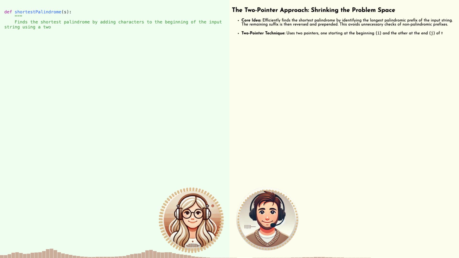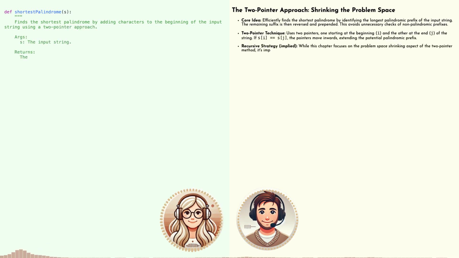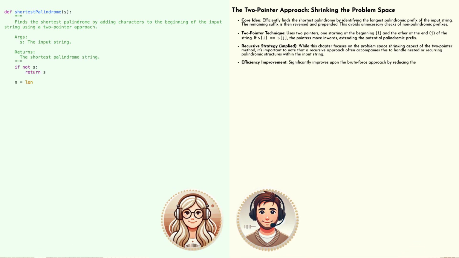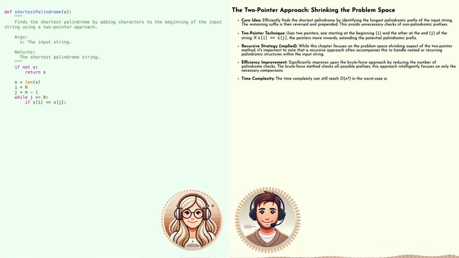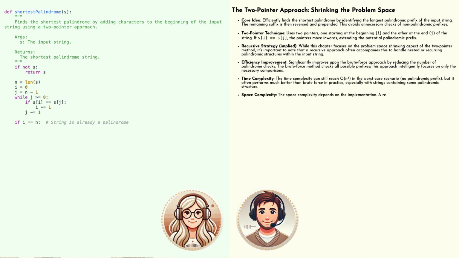Instead of comparing every single prefix and suffix, what if we could strategically shrink the problem space? Okay. I like where you're going with this. How do we shrink the problem space when it comes to strings and palindromes? One approach is to use two pointers and a touch of recursion.